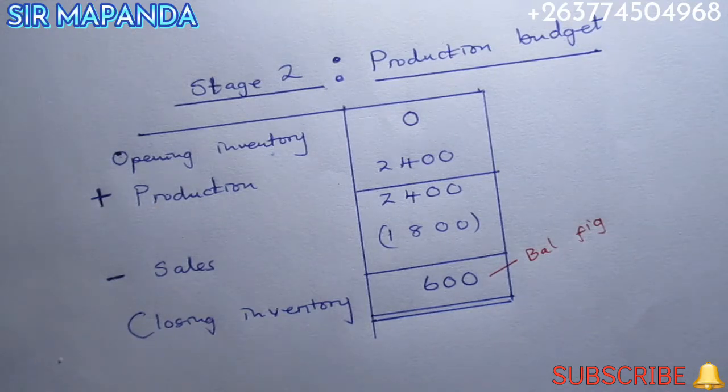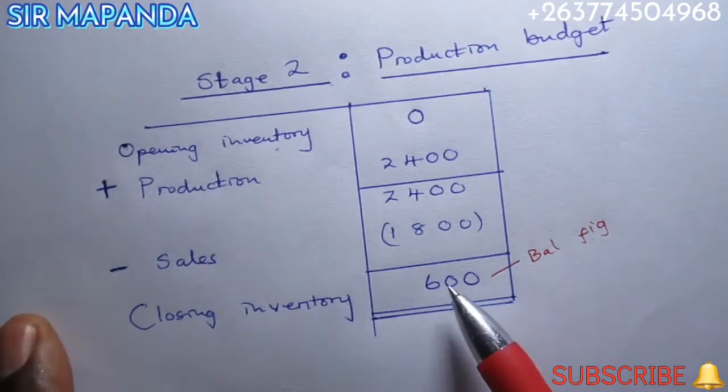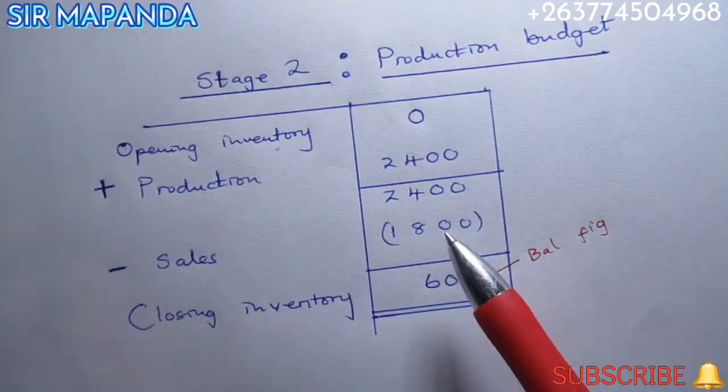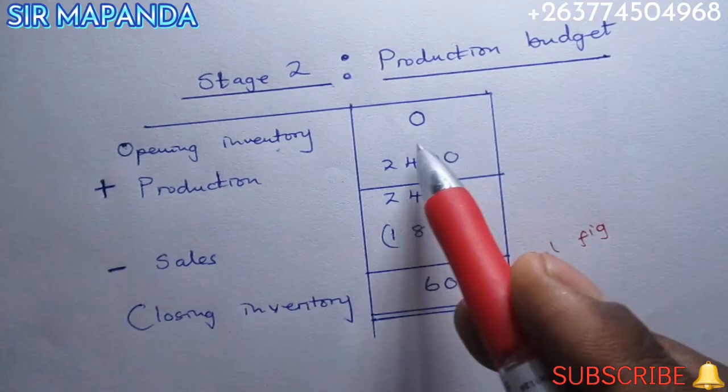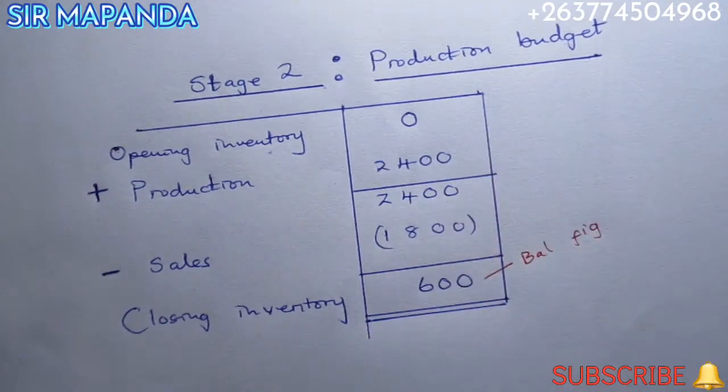Right. So some of the questions, they may provide closing inventory, sales, and opening inventory, but production units will be missing. So they will come here as a balancing figure. So stage number 2 is necessary to find the units missing, either for production or for closing inventory. I hope you are following, class. So I want you to stay tuned as we move on to the next segment, whereby we are going to prepare the absorption costing income statement.